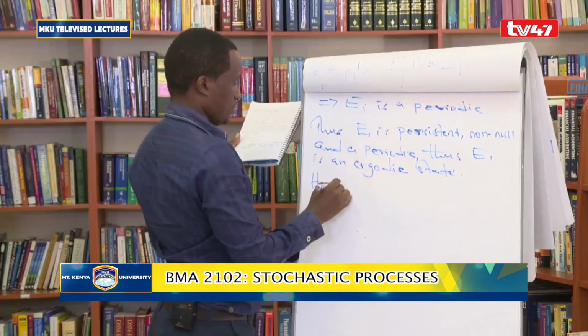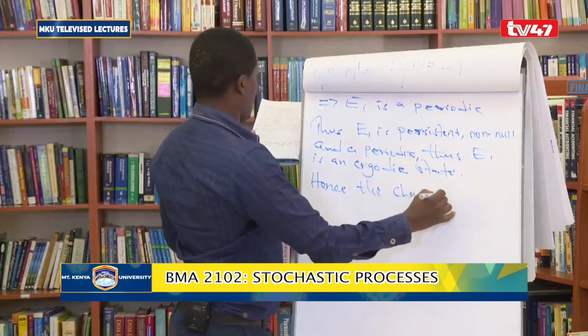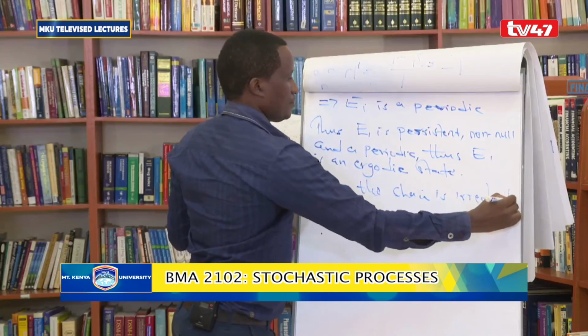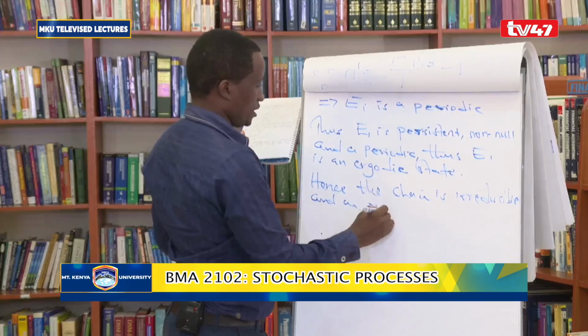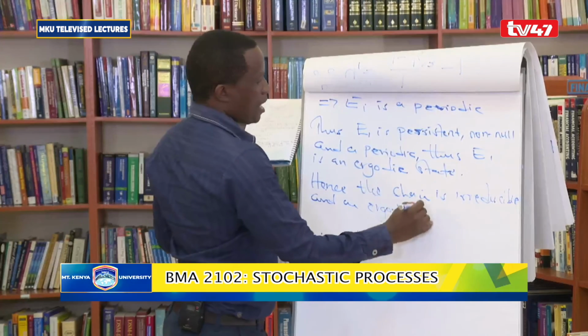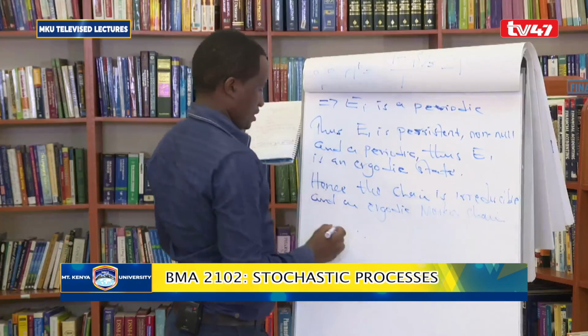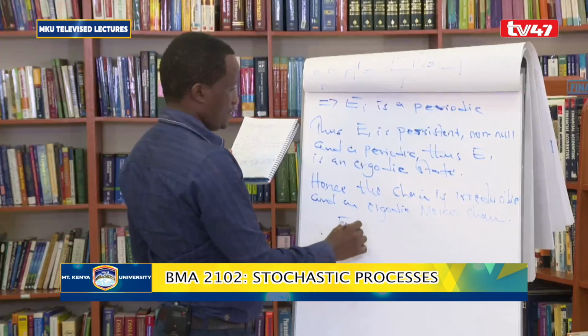Hence, the chain is irreducible and an ergodic Markov chain. That's the end of lesson 3.